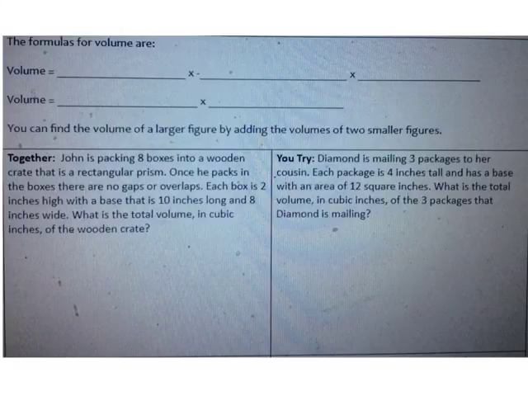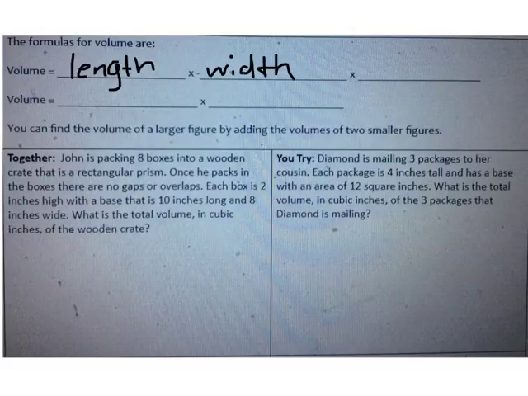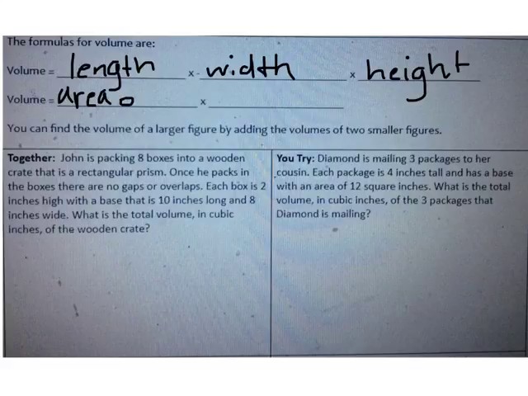Today we're going to talk about additive volume, or finding the volume of composite figures, figures made of more than one rectangular prism. Remember, there are 2 formulas for volume. We can multiply length times width times height, or we can multiply the area of base times the height. We'll use that today to help us.